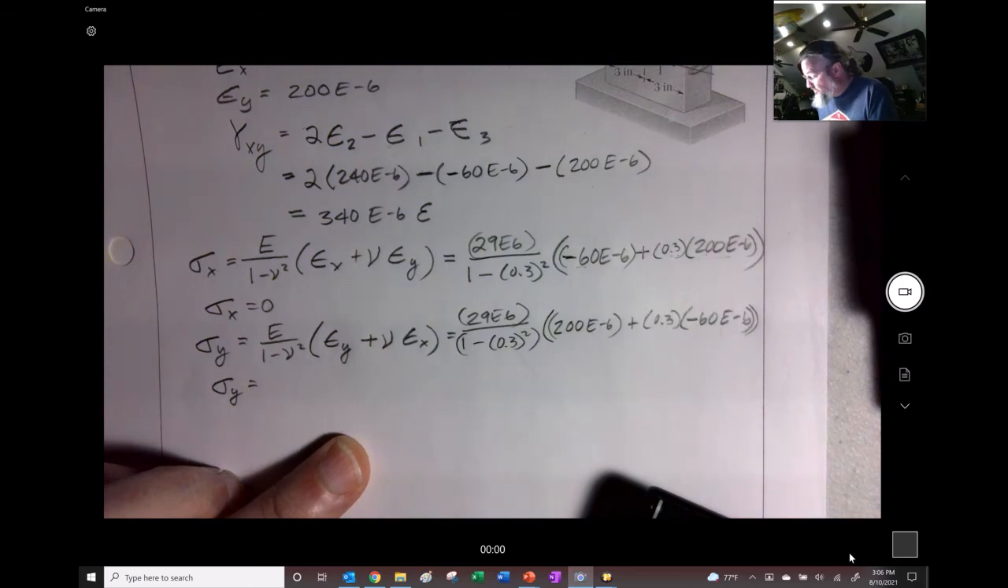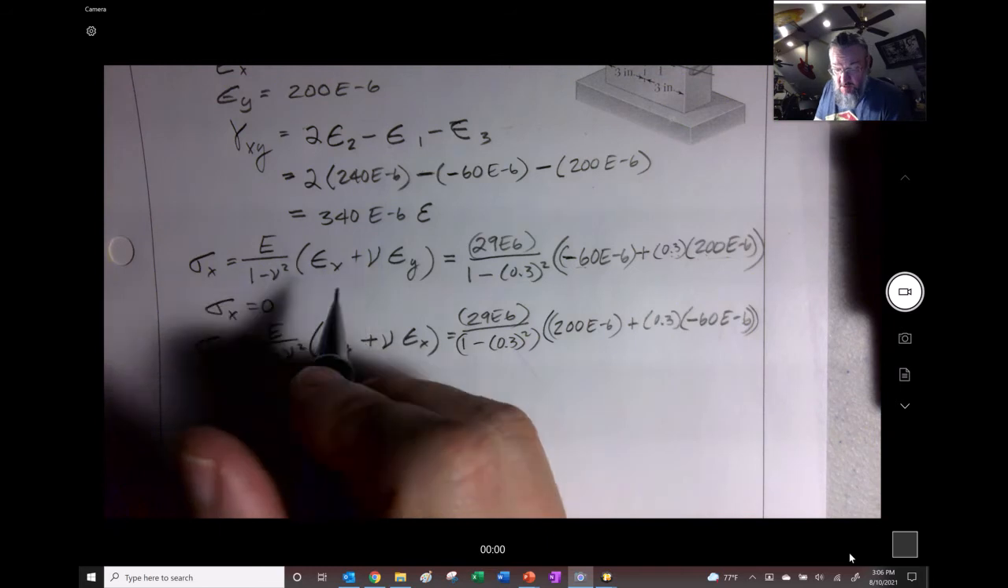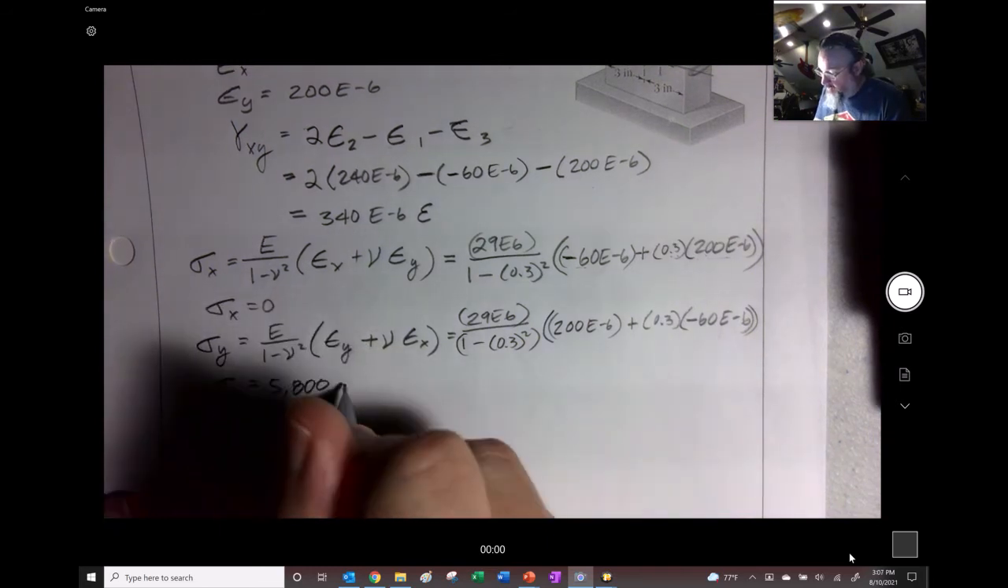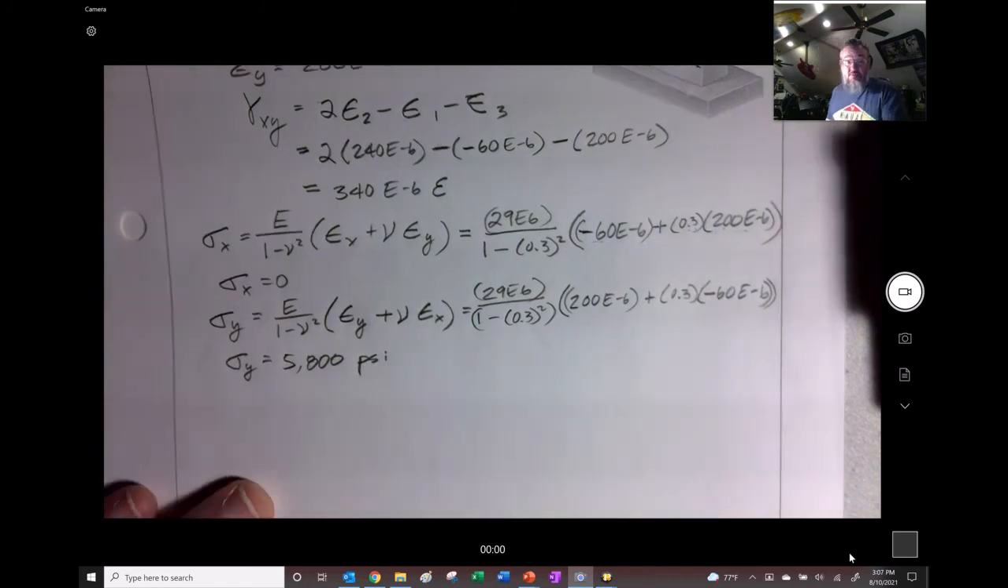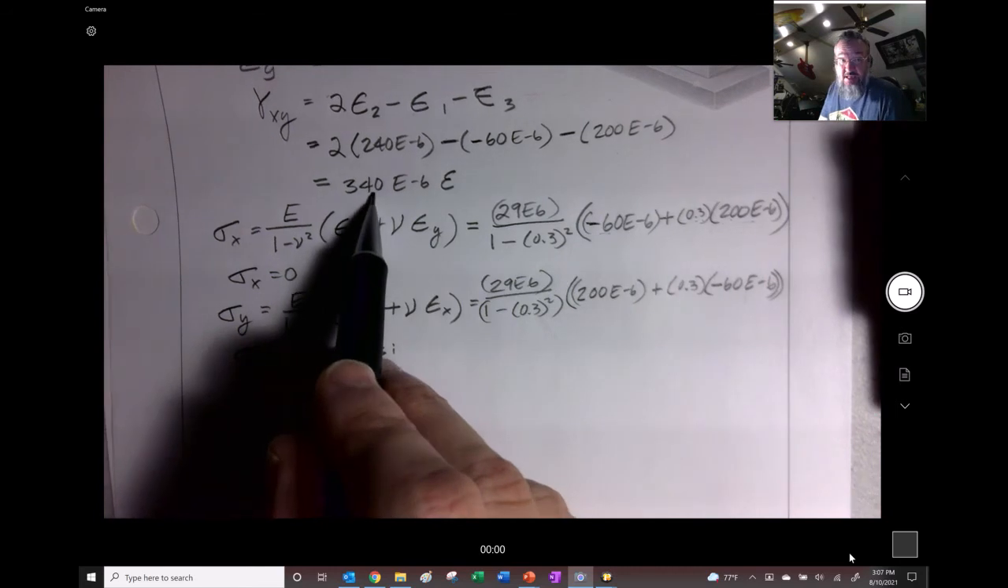And so we have 200E minus 6, minus 60E minus 6, enter 0.3 times, subtract it out, and multiply it, and I get 5,800. That's what they got. 5,800 PSI, pounds per square inch. Cool. And then we already measured this guy right here.